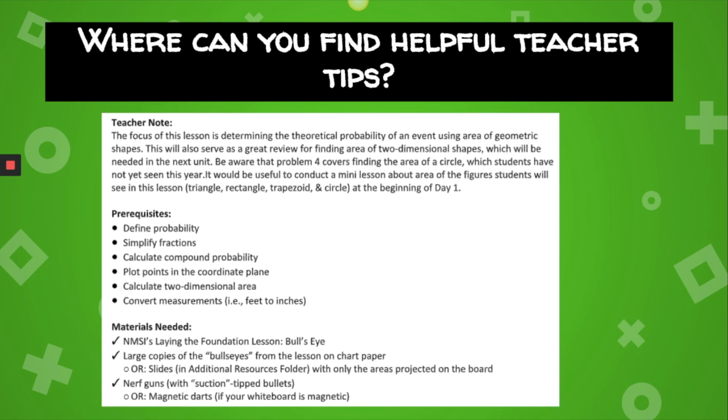And also you may want to do a mini lesson about the area of different figures, and these are the ones that you would need to cover. The other thing I'd like to bring your attention to is the third checkbox on materials needed, and that's a Nerf gun or some other type of gun that uses magnetic darts if your whiteboard is magnetic.